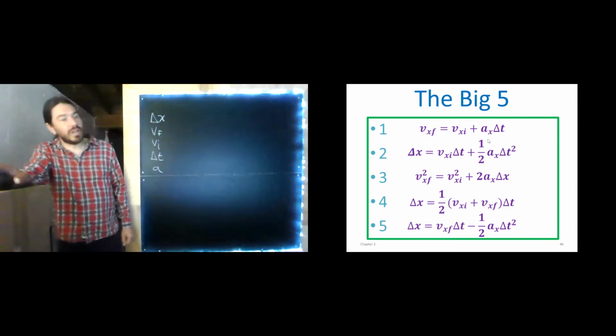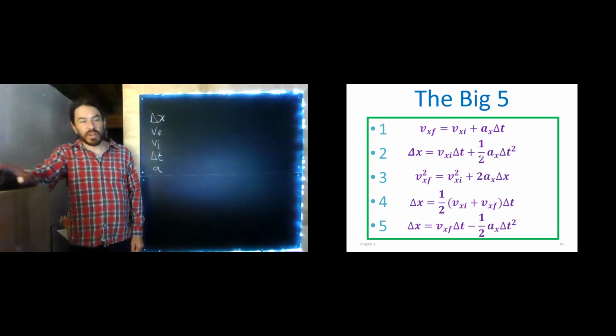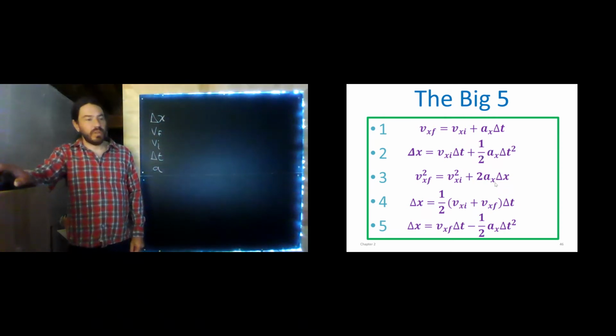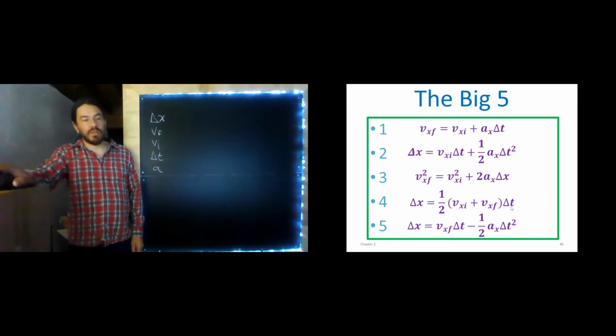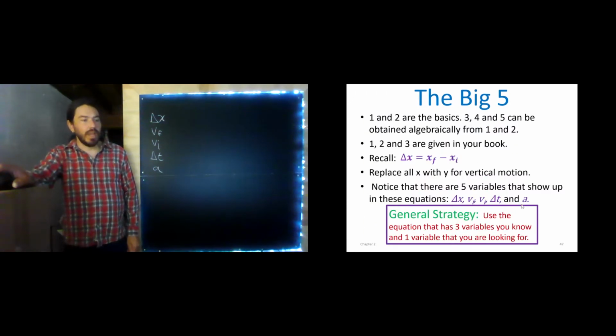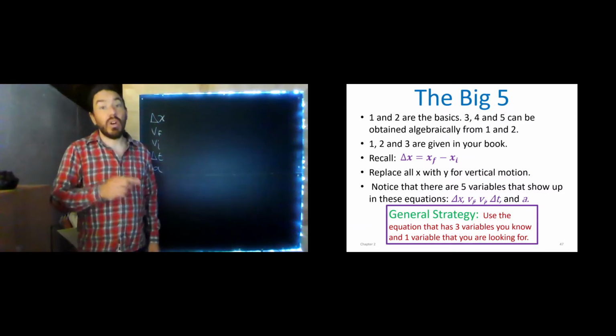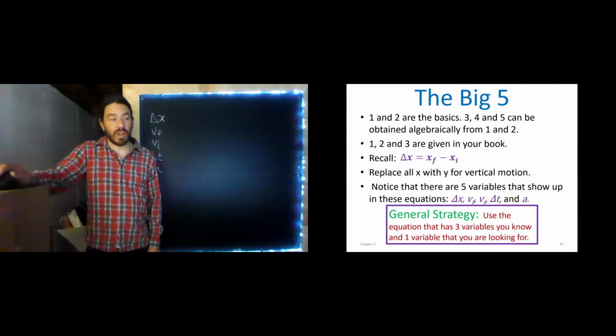In equation number 1, we don't have delta x. In equation 2, we don't have v final. In equation 3, we don't have delta t. Equation 4 has no acceleration, and equation 5 has no v initial. So it's a very tidy way of arranging these things. Our general strategy is that we find the equation that has 3 things we know and 1 thing we don't know, and that's the equation we use to solve our problem.